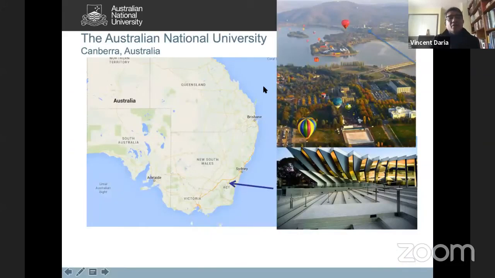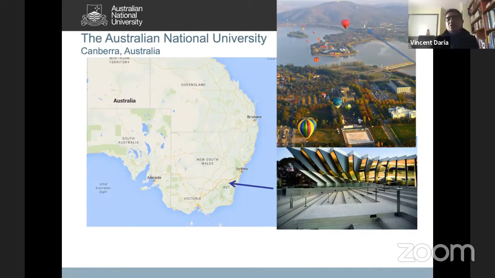So the ANU, the Australian National University, is in Canberra, in Australia. So Canberra is in a territory between Sydney and Melbourne, and it's a very small population of 350,000. So this is a bird's eye view of perhaps the center of the city, where you can see the university around here, and this is actually where the government offices are.